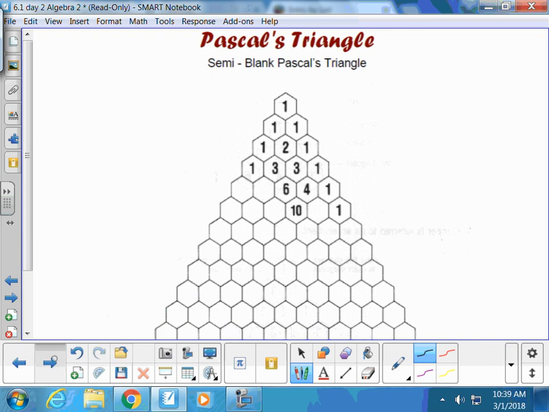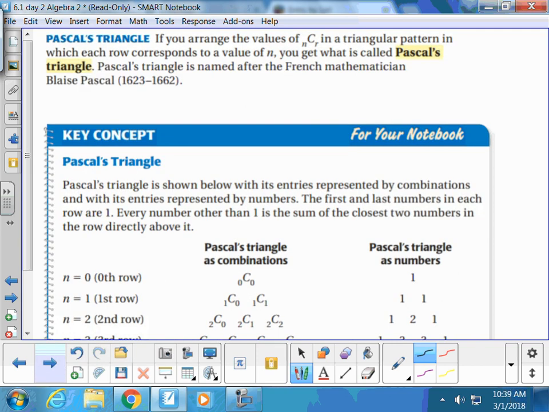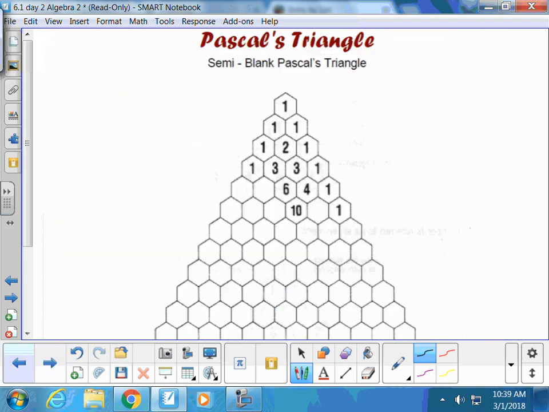So the guy that invented this was named Blaise Pascal. He lived from 1623 to 1662. So like we said, he was kind of young when he died, but hey, he made some mathematical contributions while he lived. So all of your edges are going to be ones. And we're not going to fill out the whole entire triangle today. We're only going to do like the first 5 or 6 layers.